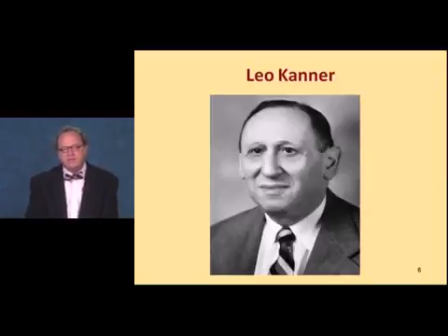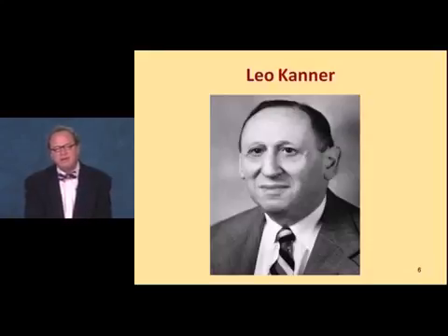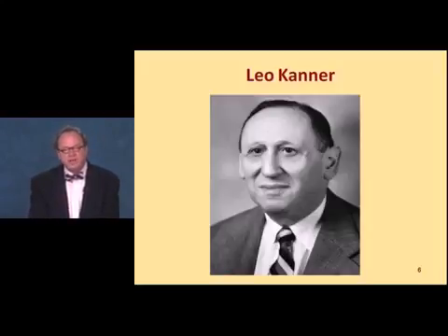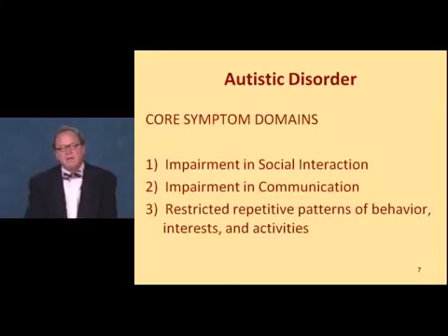Let's start with autistic disorder. This is a picture of the first child psychiatrist in America, whose name was Leo Kanner. Dr. Kanner was at Hopkins at the time, and he published a paper in 1943 in a journal called Nervous Child, in which he described 11 children with autism in some great detail. So that was the first description of autism in the world literature, and it's a paper I'd encourage you to track down and read.